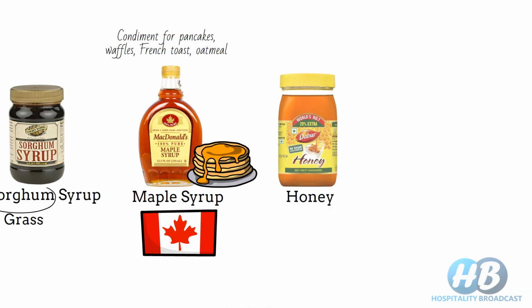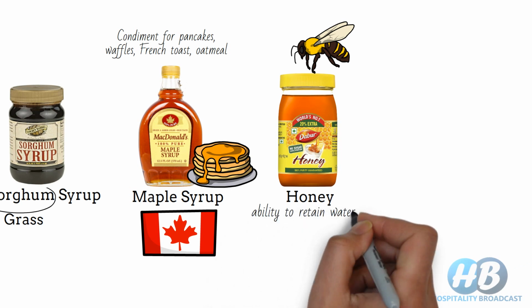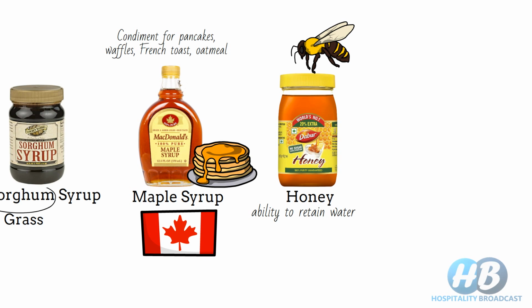Honey. We all know about bees' honey. One property of honey that makes it very useful in cookery and bakery is its ability to retain water. Cakes and cookies that have honey as an ingredient will retain their moisture for a fairly longer time.